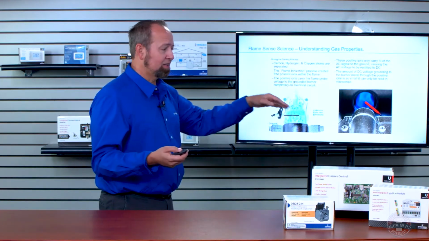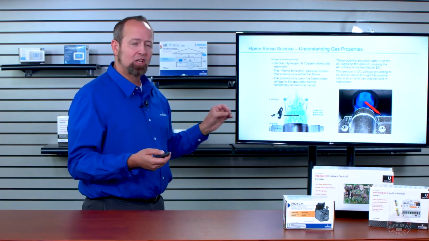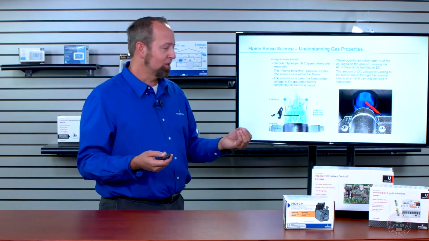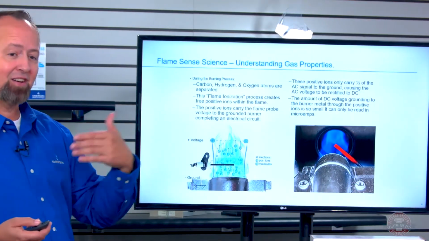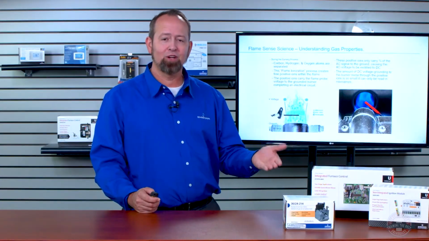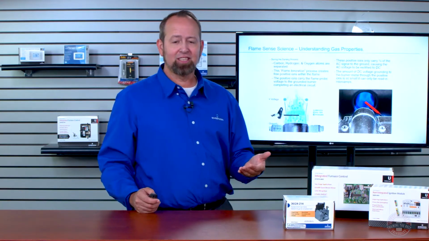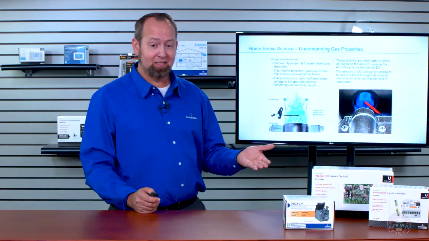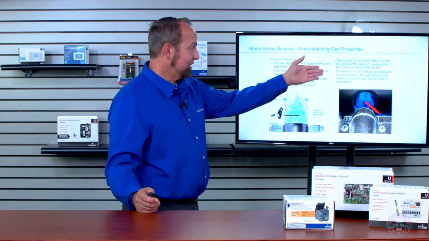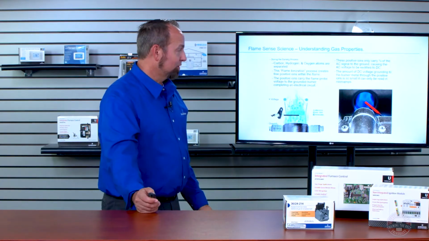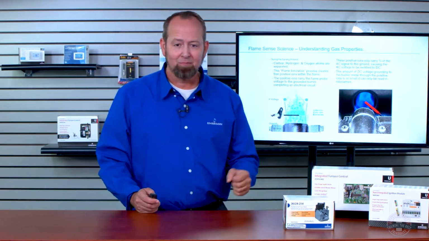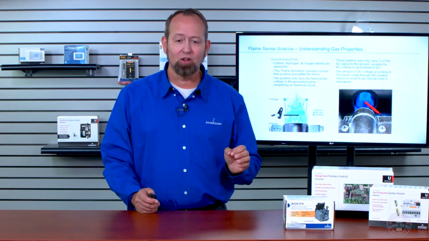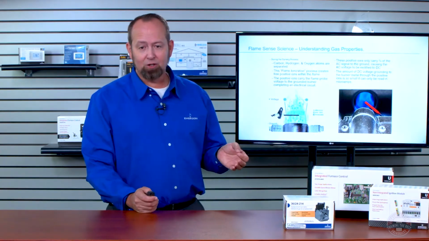So the board's sending the electric, and then it's reading how much resistance or drag is on that electric back to the board, and that resistance, that rectified DC signal, is how the board knows that the burner is functioning and that the flame exists and is on. So this DC voltage grounding to the burner through the metal, to the burner metal through these positive ions, it's small enough that it can only be read in microamps.